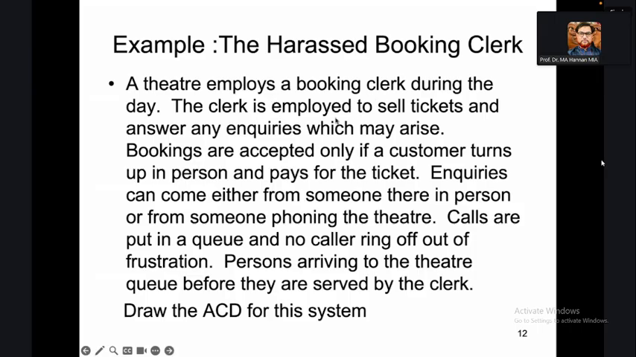The clerk is employed to sell all tickets and answer any inquiries which may arise.